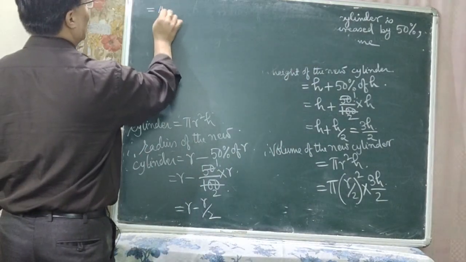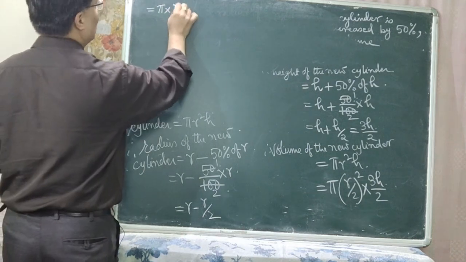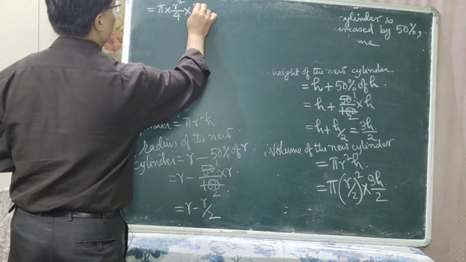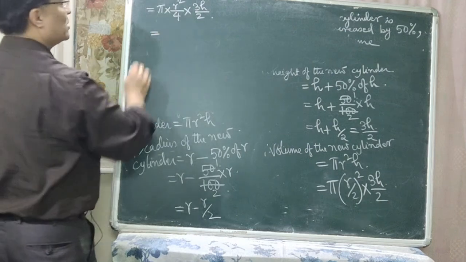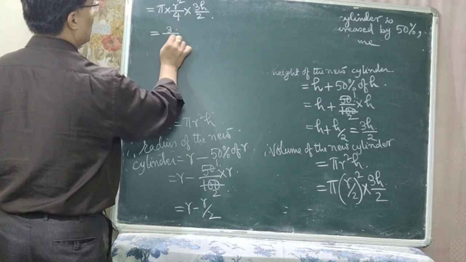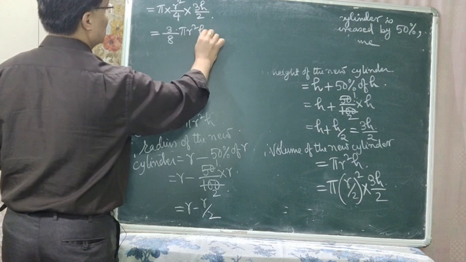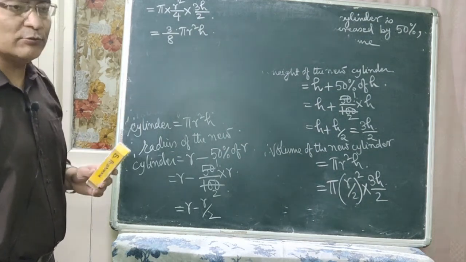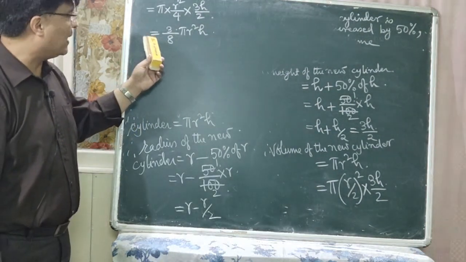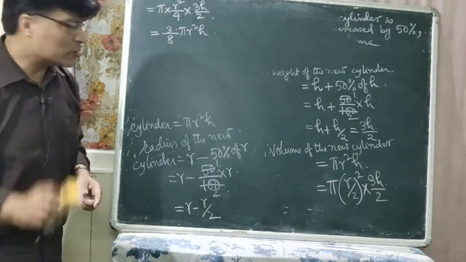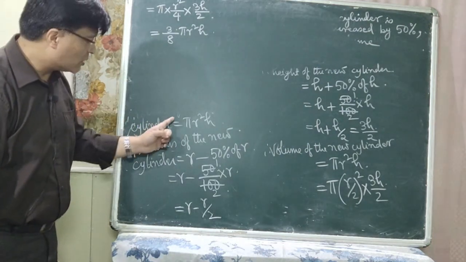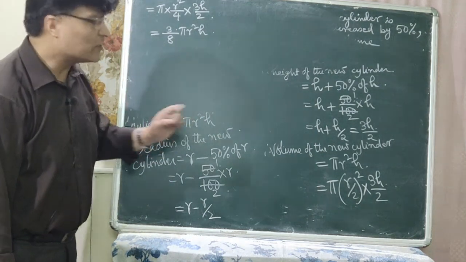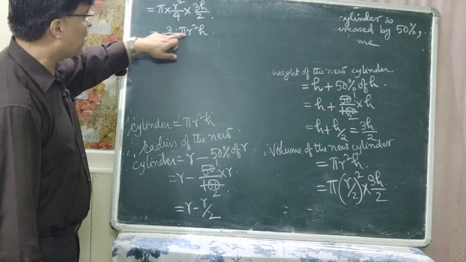So which is equal to pi into, what is r by 2 whole square? This is r square by 4 into 3h by 2, which is equal to 3 upon 8 pi r square h. So we have calculated the volume of the new cylinder, that is 3 upon 8 pi r square h. What was the volume of the original cylinder? Volume of the original cylinder was pi r square h. Is that clear? What is the volume of the new cylinder? That is 3 upon 8 pi r square h.